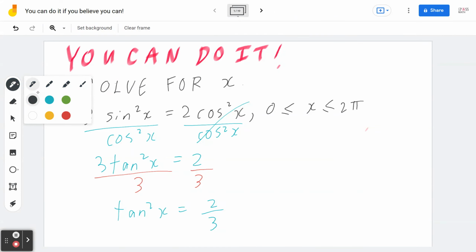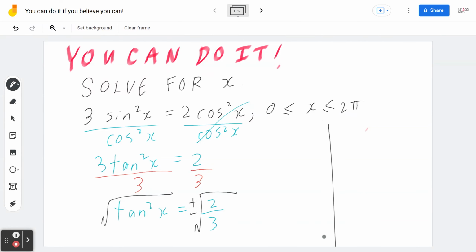Now be very careful here. The next step is to take the opposite operation of squaring something, which is the square root, but there are two cases. So for your reference, I'm going to draw a line, dividing this into two different columns. In the first case, we have tan x equals the square root of 2 over 3. And in the second case, tan x is going to be negative square root of 2 over 3.